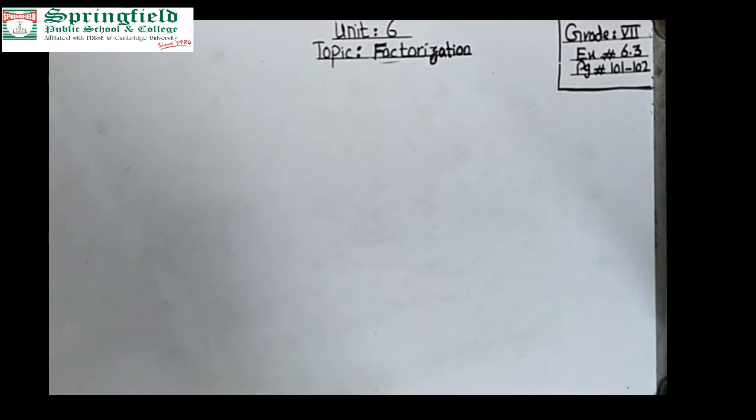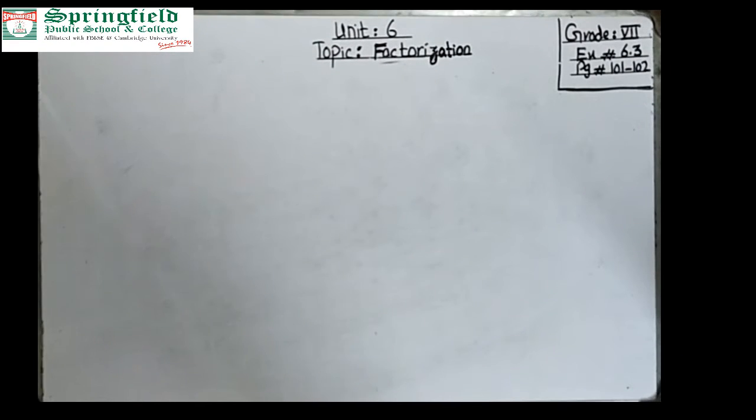Students, now we are going to solve math assignment number 15 of grade 7. In this assignment we will continue chapter 6, and the name of chapter 6 is factorization. We have already discussed in the previous assignment that factorization can be done by many methods. We discussed only one method, factorization by taking the common.